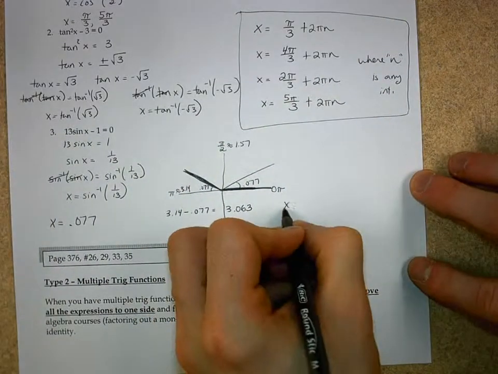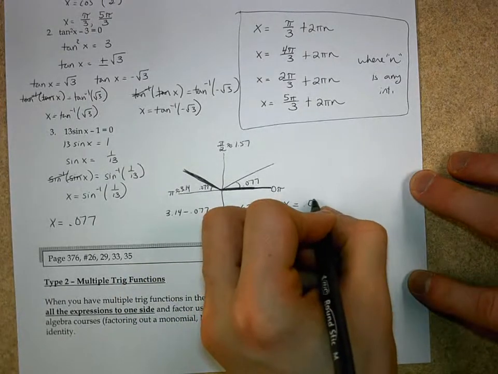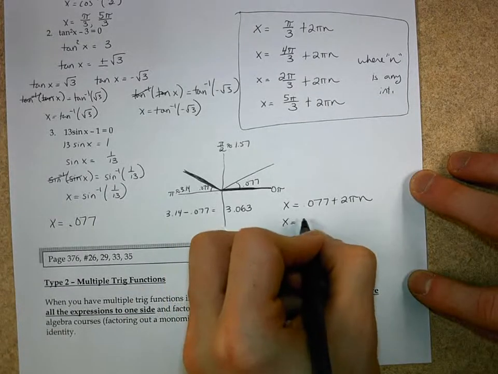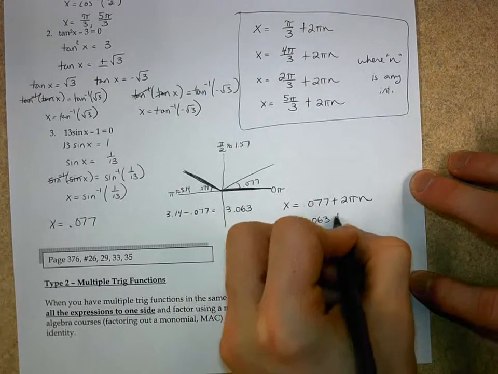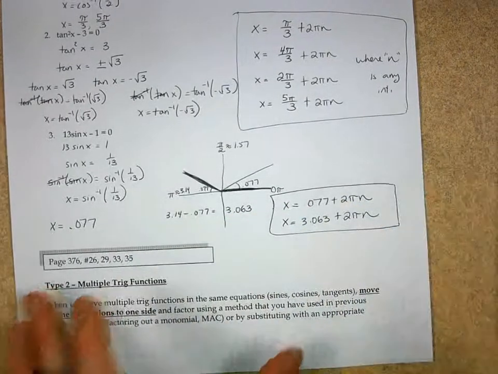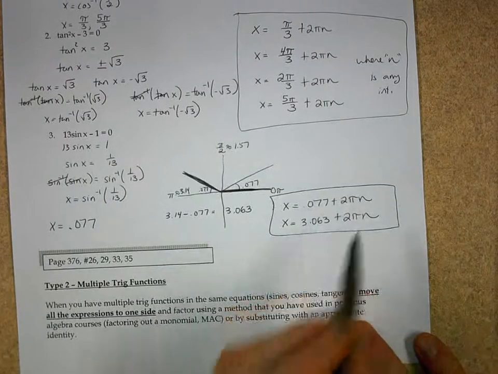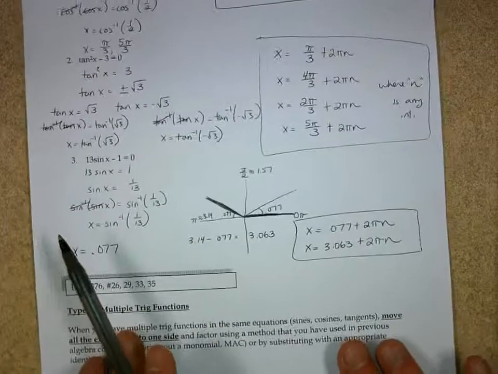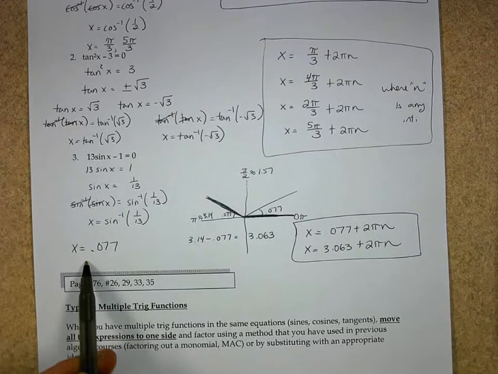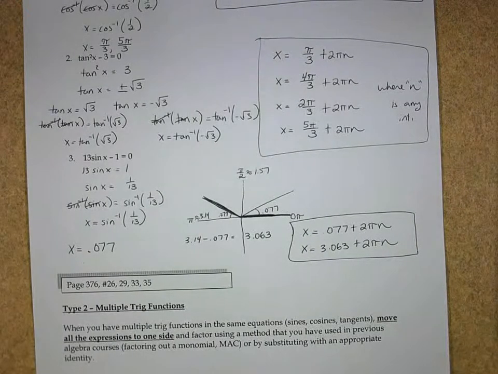So my two answers for this one is going to be x equals 0.077 plus 2 pi n, and x equals 3.063 plus 2 pi n. And that's once again where n is any integer. And we need to put this plus 2 pi n at the back because we want to find all solutions in pi radians. So for this one, my first answer came from the calculator. I have to look at the second quadrant that is not defined in the original function and then find that solution manually using reference triangles.